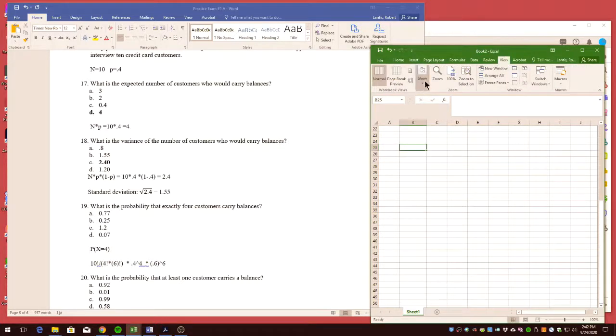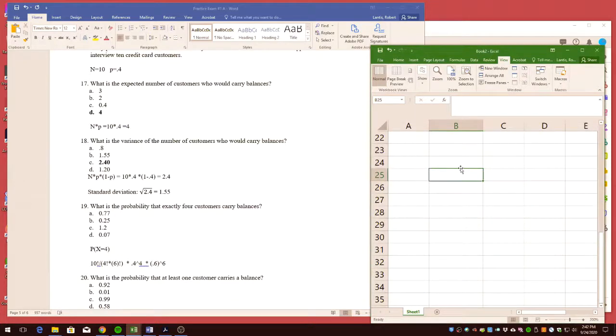So let me zoom in on this. Let's say we wanted to use that built-in binomial distribution. Our number of successes we're interested in is 4. Our number of trials is 10. Our probability of success was 0.4, and we don't want it to be cumulative, right? We want the probability of exactly 4 customers, okay?